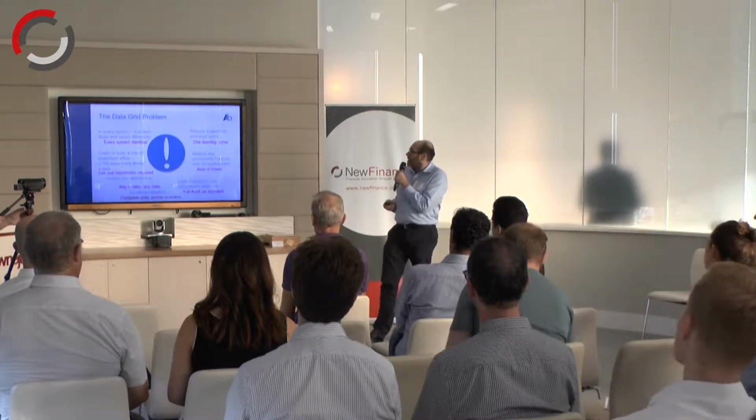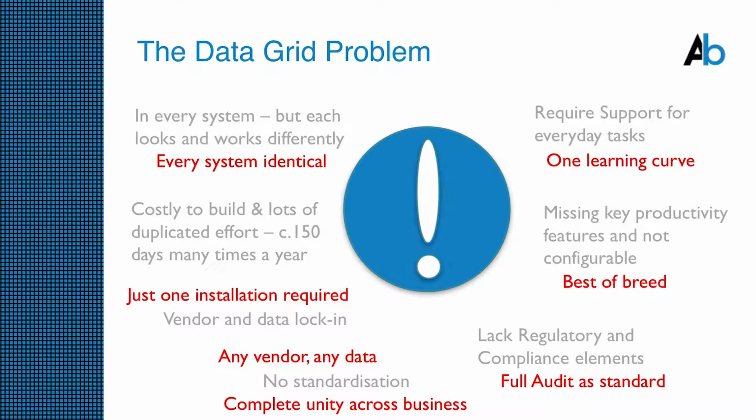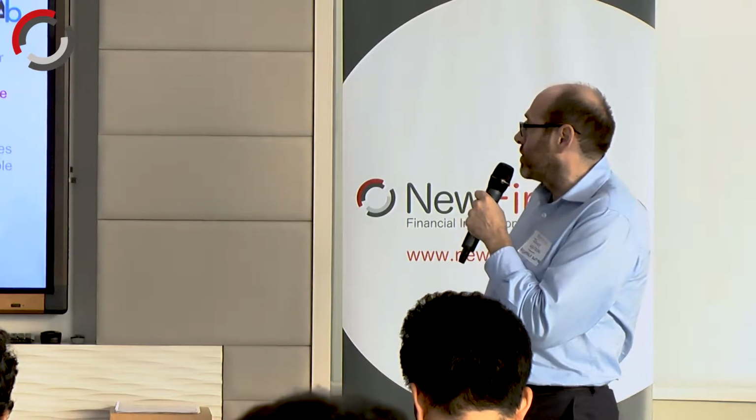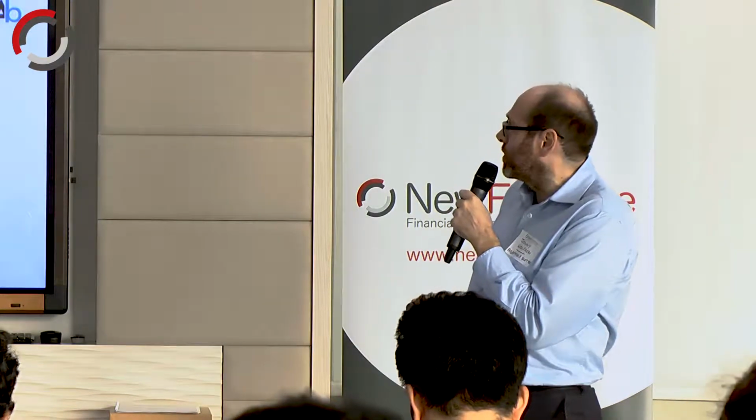So what does that mean? Well, if you look at the problems we had before, now every system's identical. You can have one installation for a huge bank. It doesn't matter, there's no vendor, there's no data lock-in. You've got standardization, all your grids will look and work the same. So once you know how to make something in one, you can do it in your others. You can share things between teams, between systems. And we've got the best of breed. They're just some of the functions.